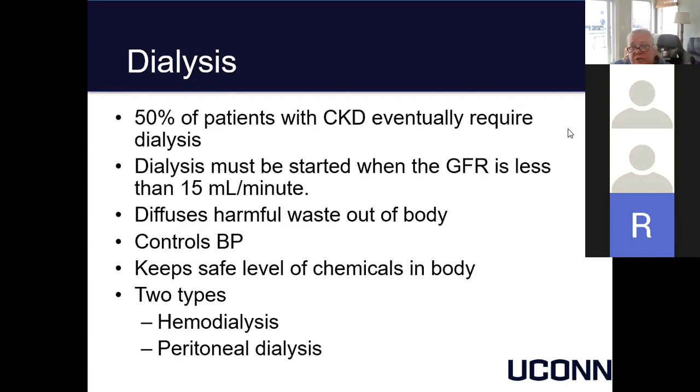And again, once your GFR is down below 15 mils per minute, that's really significantly decreased renal function. We need to use dialysis to get rid of the toxins and the wastes. Dialysis helps control blood pressure. Excuse me, I should call it dialysis. There are 2 different kinds of dialysis. There's hemodialysis and peritoneal dialysis.